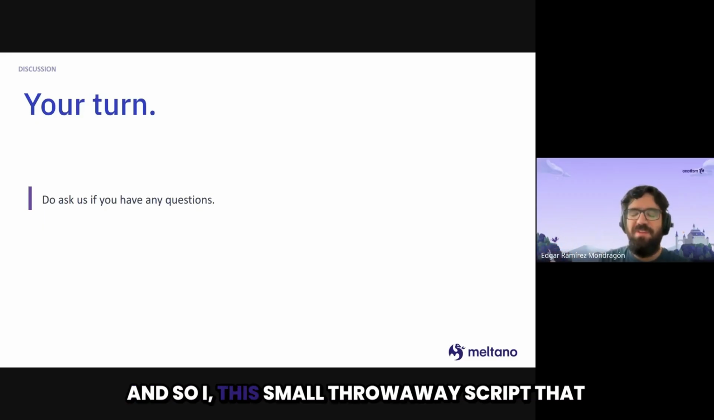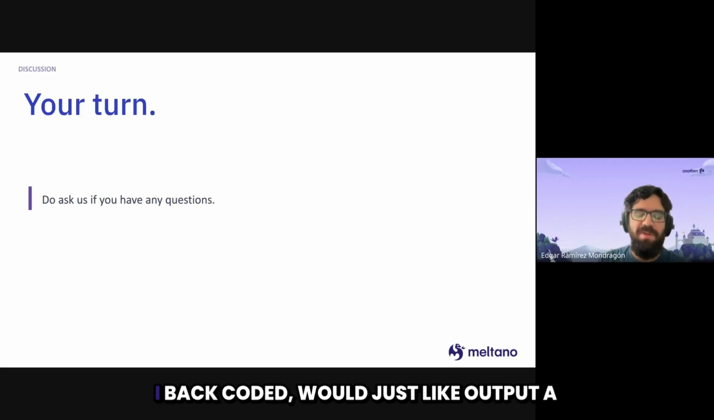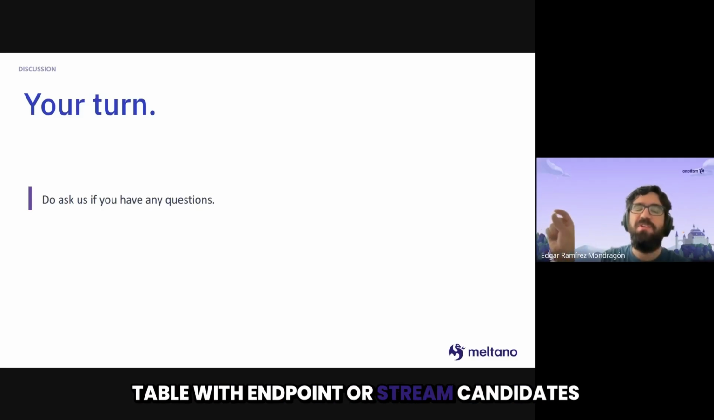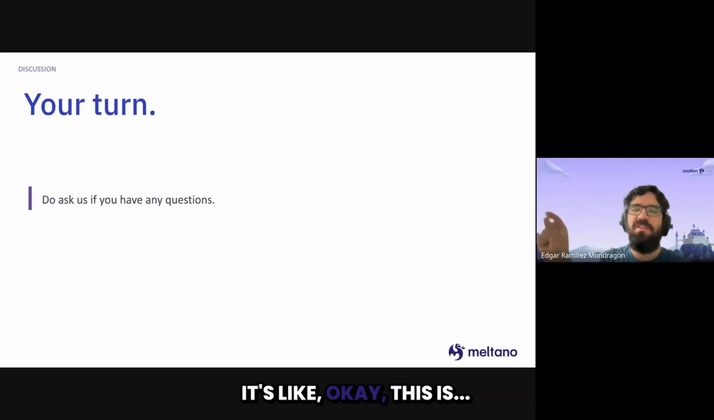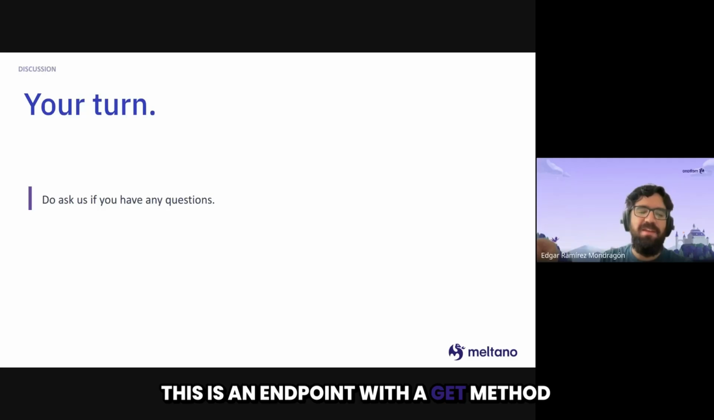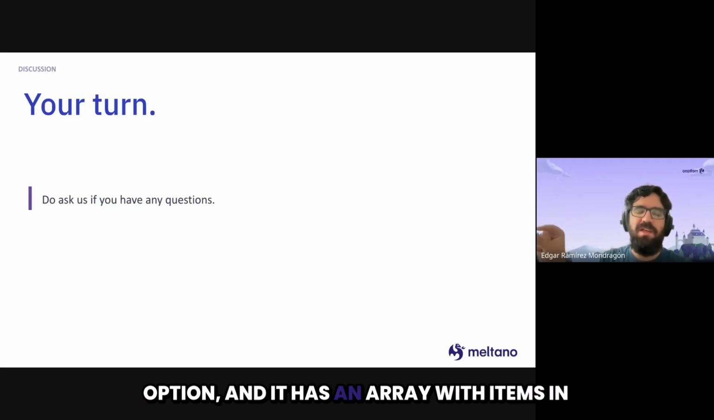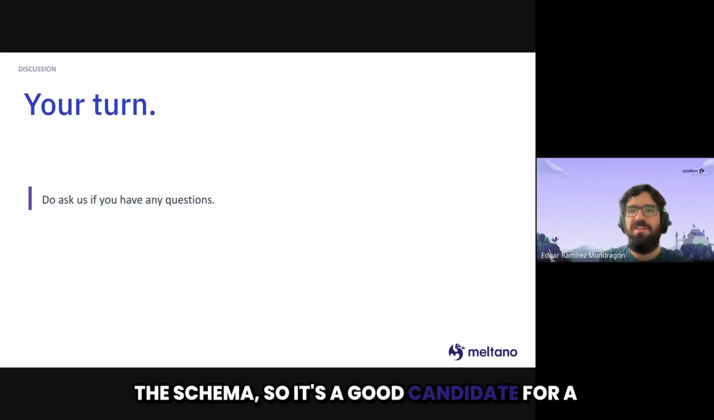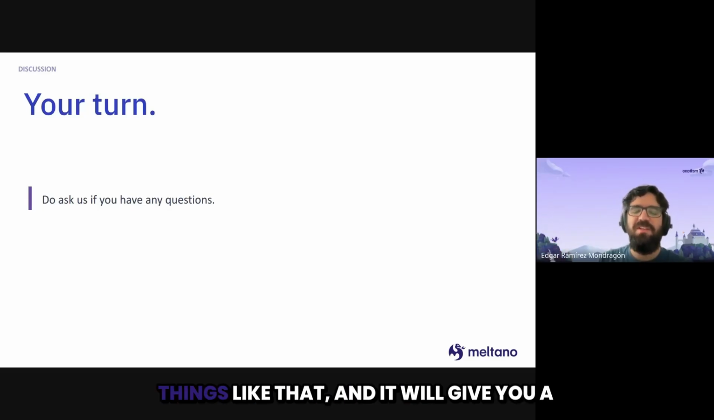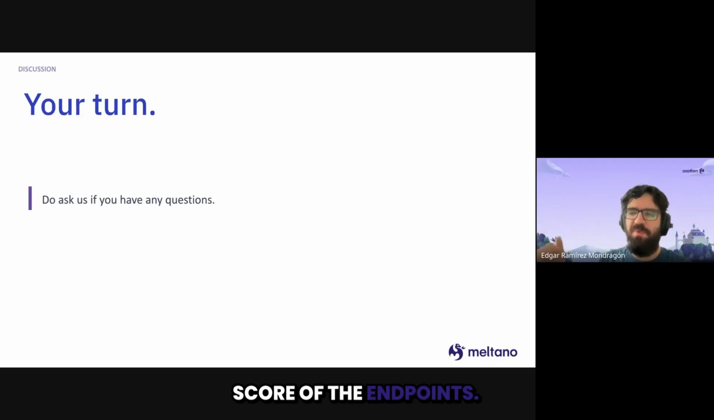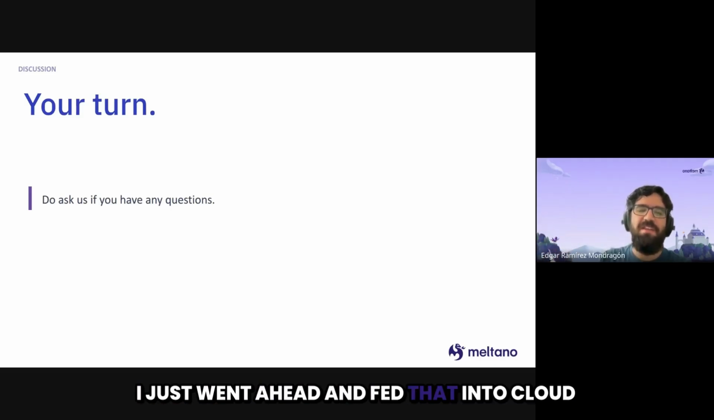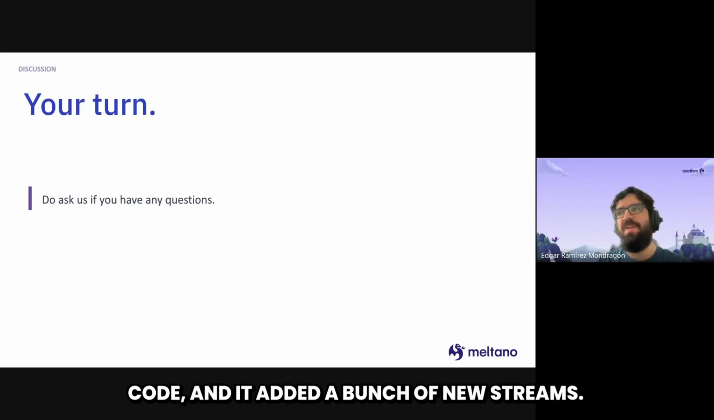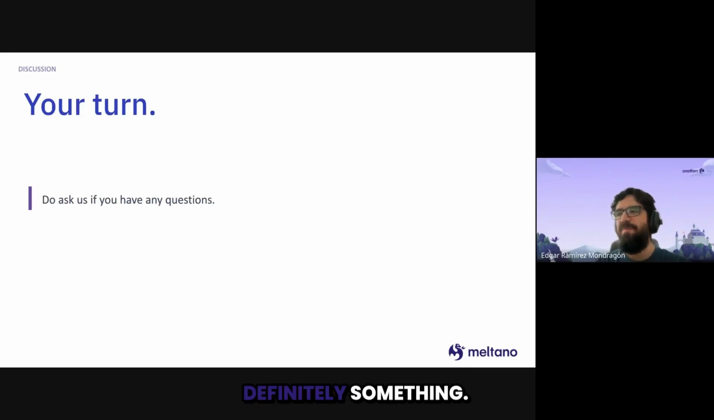And so this small throwaway script that I vibe coded would output a table with stream candidates from endpoints. Like, okay, this is an endpoint with a GET method option, and it has an array with items in the schema. So it's a good candidate for a Singer stream, things like that. And it would give you a score of the endpoints. I just went ahead and fed that into Claude Code. And yeah, it added a bunch of new streams. But yeah, definitely something along those lines.